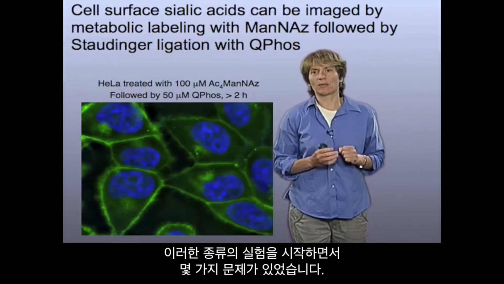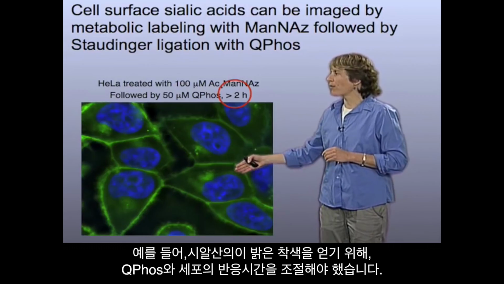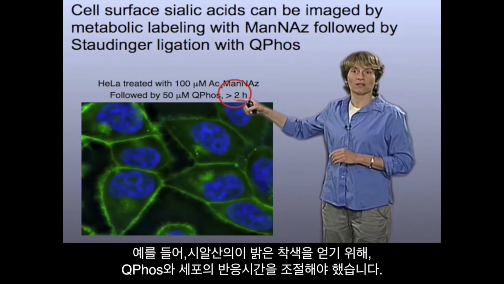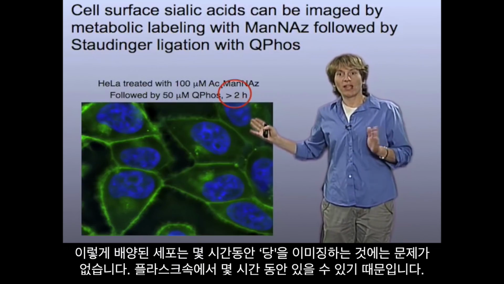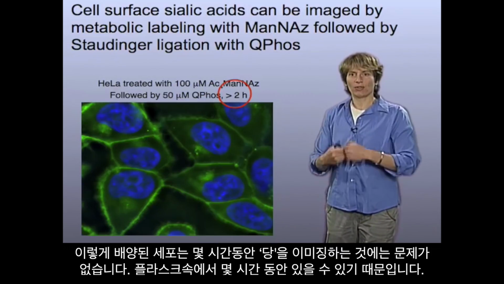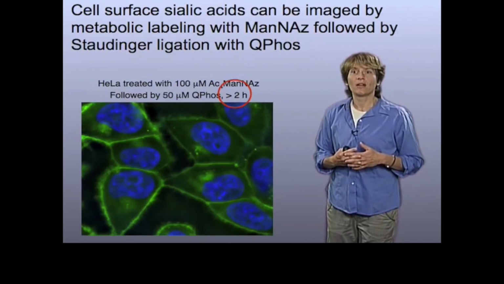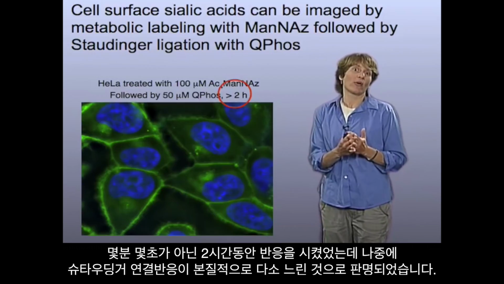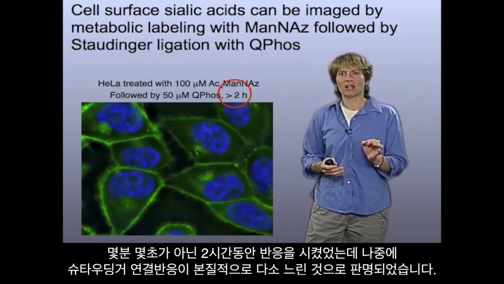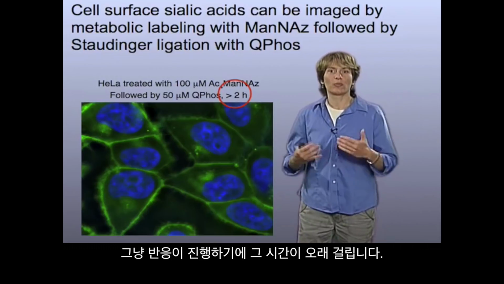Now, we had some issues once we started doing these kinds of experiments. For example, we realized that in order to get this nice, bright staining of the sialic acids, we had to react the cells with QFOS for several hours. Now, that's not a problem for imaging the sugars on cultured cells, because the cells are in a flask with the reagents and they can sit in an incubator for several hours and just let the reaction unfold. The reason we had to let the reaction go for several hours as opposed to several minutes or several seconds is that it turns out the Staudinger ligation reaction is intrinsically rather slow. It just takes that long for the reaction to proceed.